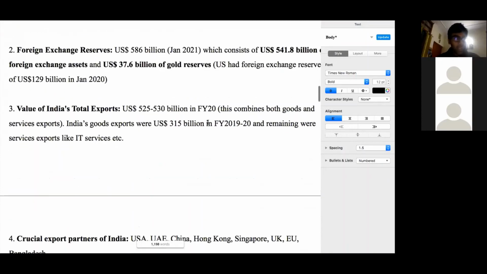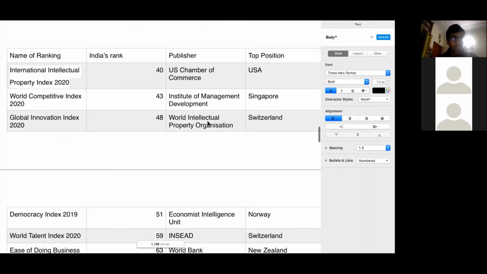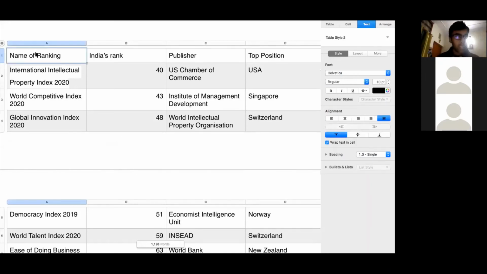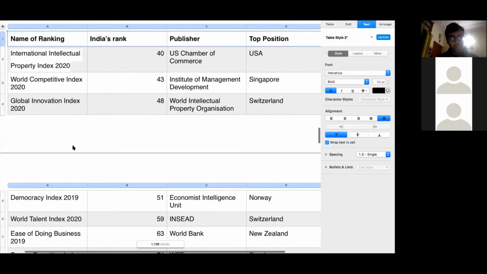So let's quickly move on further. And now we move on to some of the popular rankings of India in different categories. So here you just have to remember India's rankings in different categories. This is basically the name of the ranking, what is India's rank, who has published that ranking, and which country holds the top position in that same ranking.